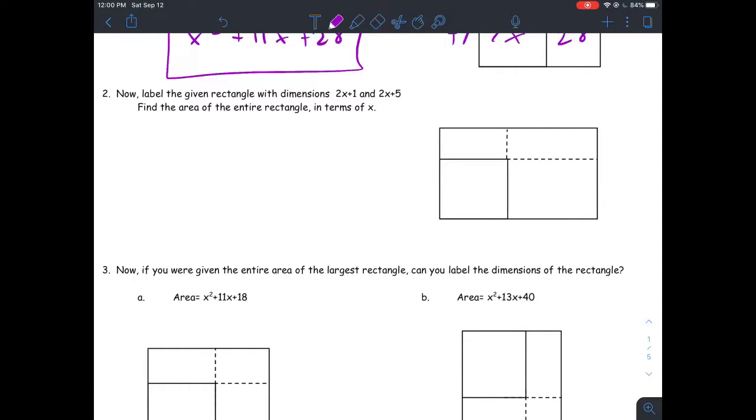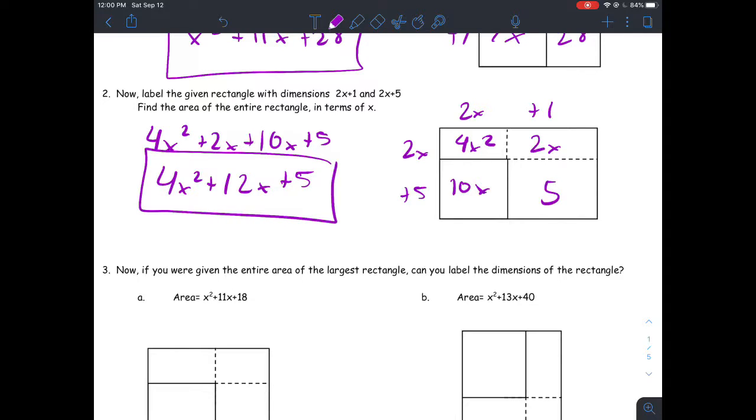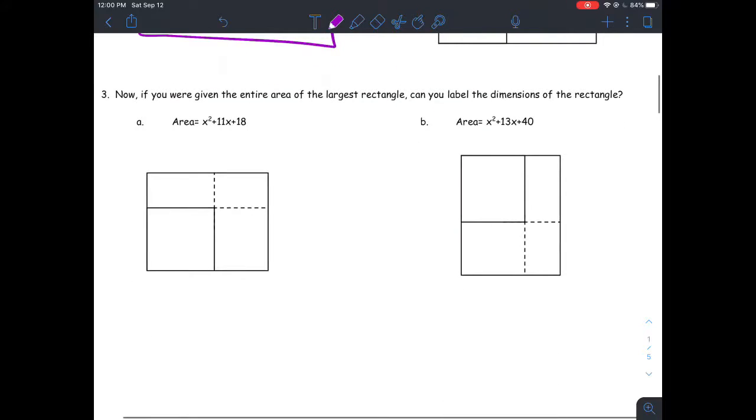For number 2, it says, now label the given rectangle with dimensions 2x plus 1 and 2x plus 5. Find the area of the entire rectangle in terms of x. So we've got 2x plus 1, 2x plus 5. So we get 4x squared, 10x, 2x, and 5. Then we're going to want to add everything, combine like terms, and we are done.